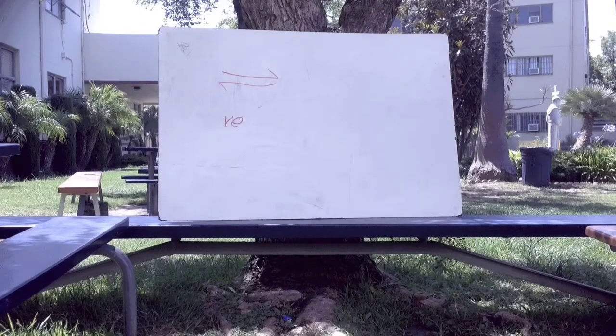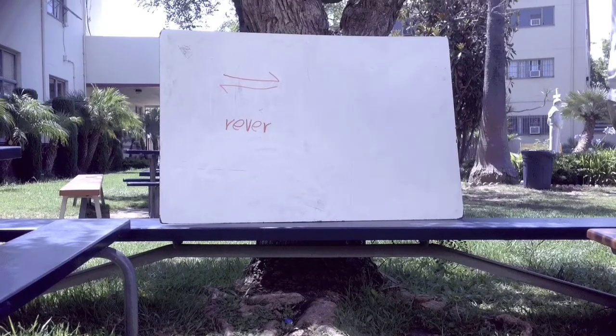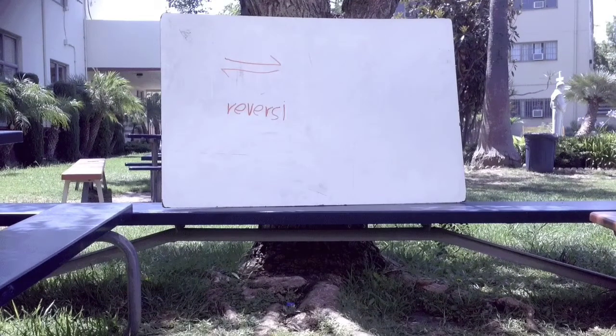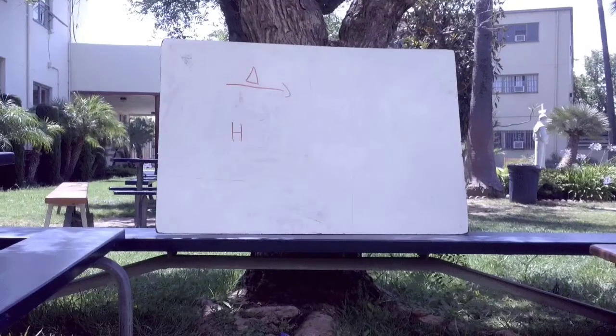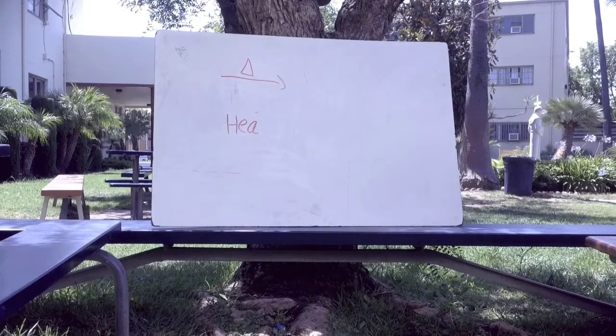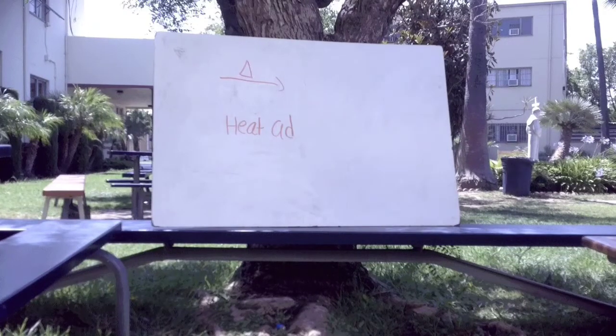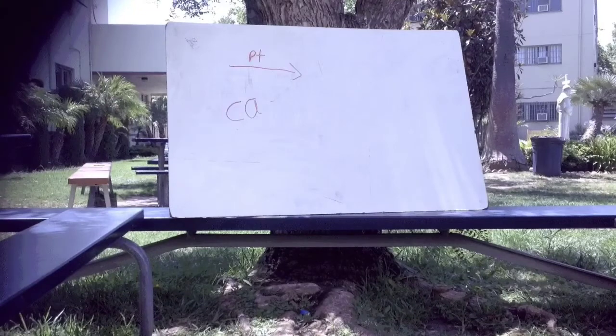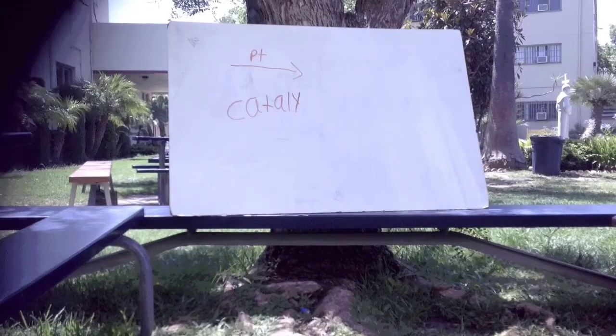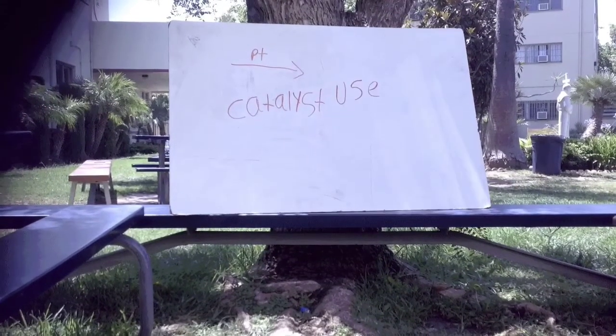Now, along the way, you're going to come across some signs. You may not know what they mean, but don't worry, I'm here to tell you. This sign up here indicates that a reaction is reversible. This sign over here, also sometimes having the word heat in front of it rather than a triangle, means that heat is being added to the equation. And this PT is short for a catalyst, meaning a catalyst is used in the equation.